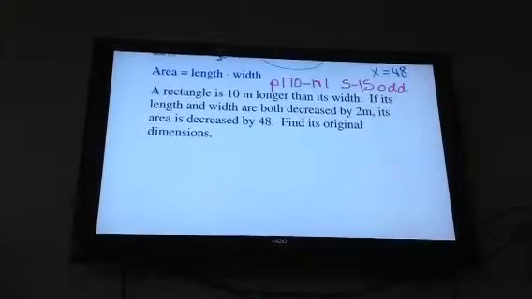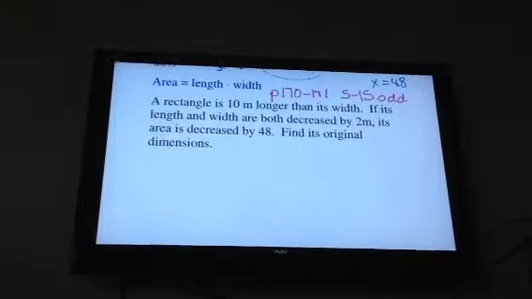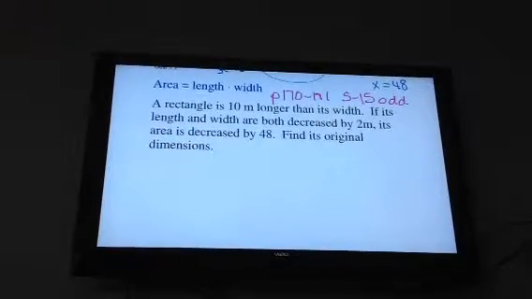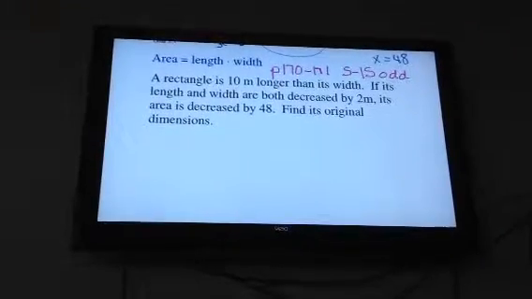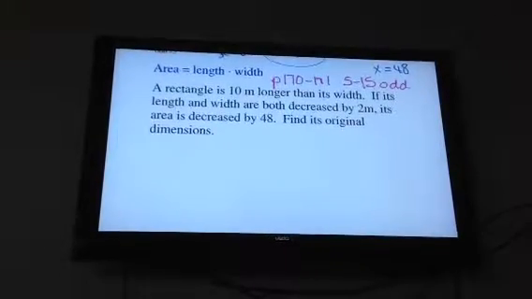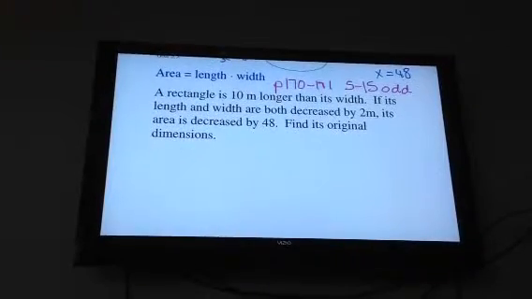Okay, so today we are doing our second type of word problems, which are area questions. All will use the formula area equals length times width. Okay? It will be important for you probably to draw a picture, which is what I will do on every one of these examples. Okay?